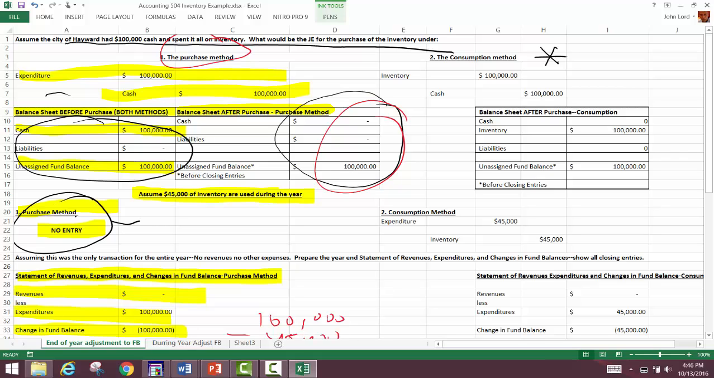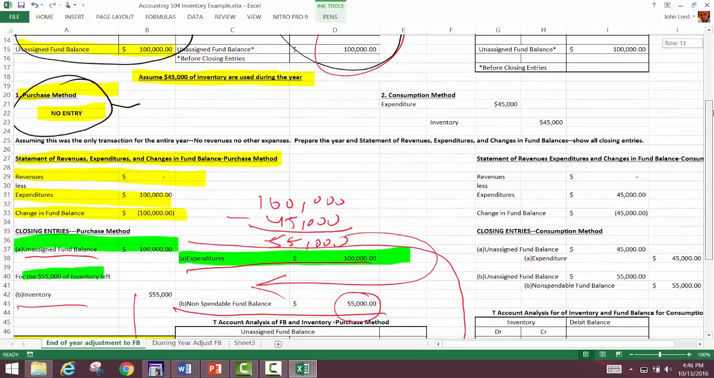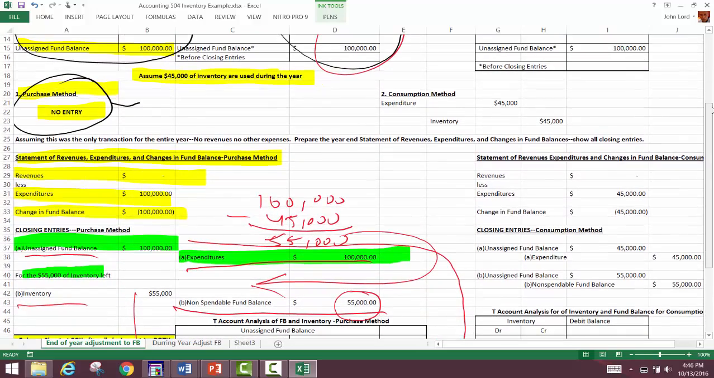Then what happens? Then, again, the purchase method is what we're following here. We prepare our statement of revenues, expenditures, and change in fund balance, which is like our income statement under the purchase method. And I'm assuming that our revenues were what? 0. Our expenditures, $100,000 just for the inventory. So we have a change in fund balance of negative $100,000. It's like a loss, right?